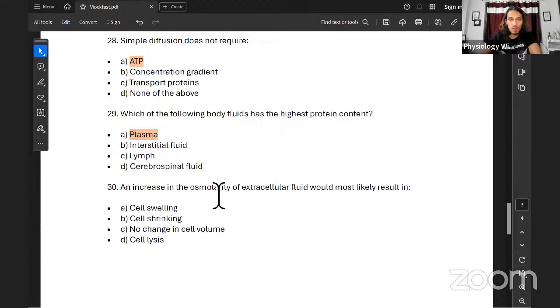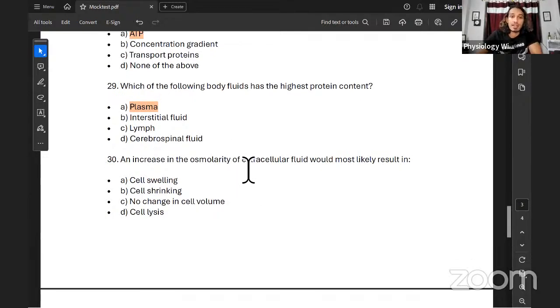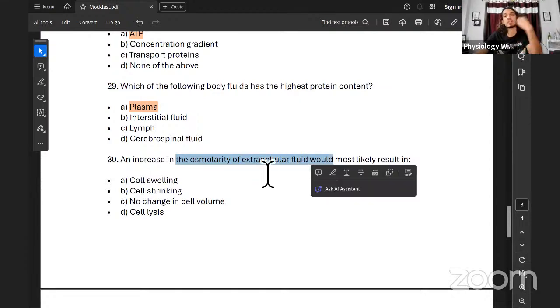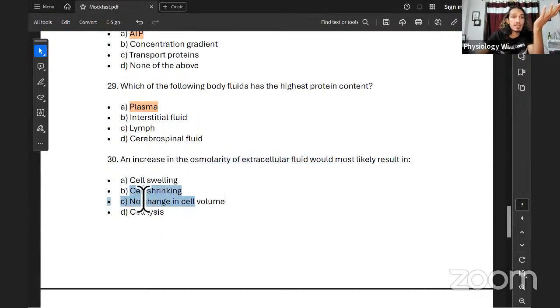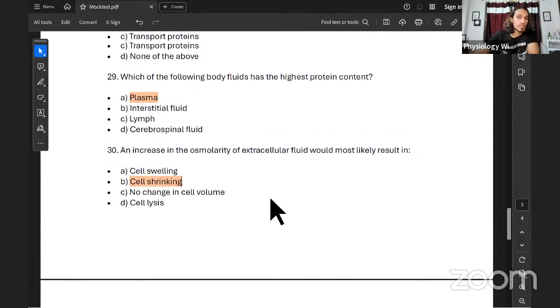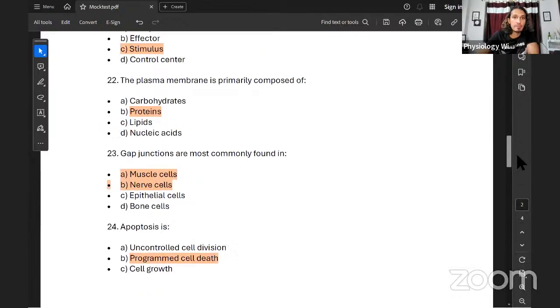So even if you did not know the answer for this, if you thought a little properly with concepts, you would have got to the answer. An increase in the osmolarity of extracellular fluid would most likely result in... This is again simple. Increase in osmolarity of ECF. Okay, so outside, if an increase in osmolarity is there, fluid will go to that area. When fluid goes to the area, the cell will shrink. Okay, so with that, we finish the MCQs up.